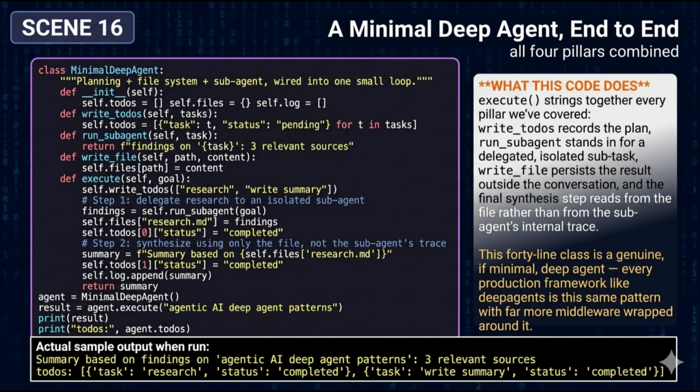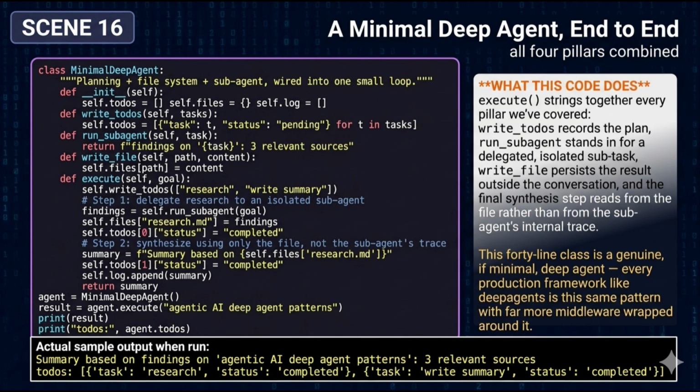Time to combine everything into one small, genuinely working deep agent. Minimal deep agent.execute strings together every pillar we've built in this course. Write_todos records an explicit plan for the incoming goal. Run_subagent stands in for a delegated, isolated research step. Write_file persists that subagent's findings outside the conversation. And the final synthesis step deliberately reads from the file rather than reaching into the subagent's internal trace, exactly preserving the isolation boundary established back in Scene 8.